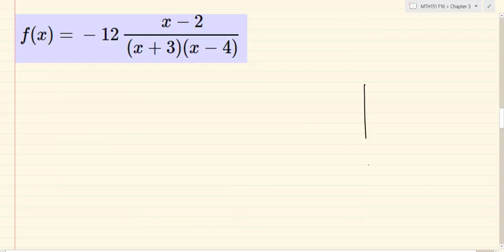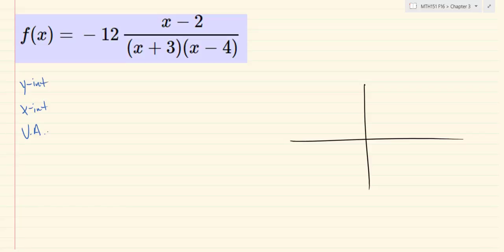We'll sketch a graph, and at the same time, we're going to answer these questions. Where's the y-intercept? Where are the x-intercepts? Where are the vertical asymptotes? And as we do the x-intercepts and the vertical asymptotes, we're going to do multiplicity on the fly, along with them. So not just location, but multiplicity.